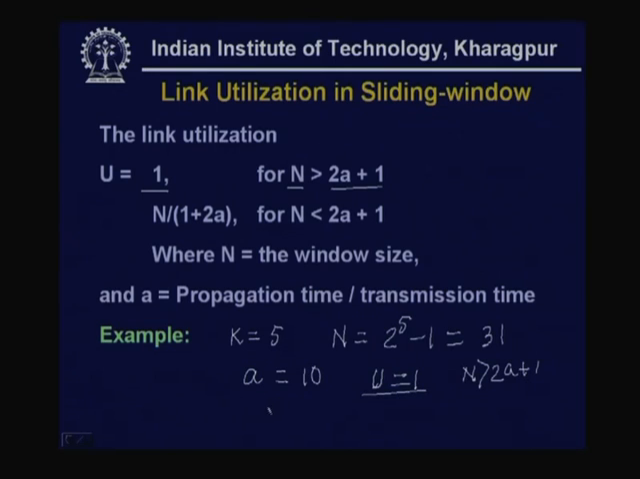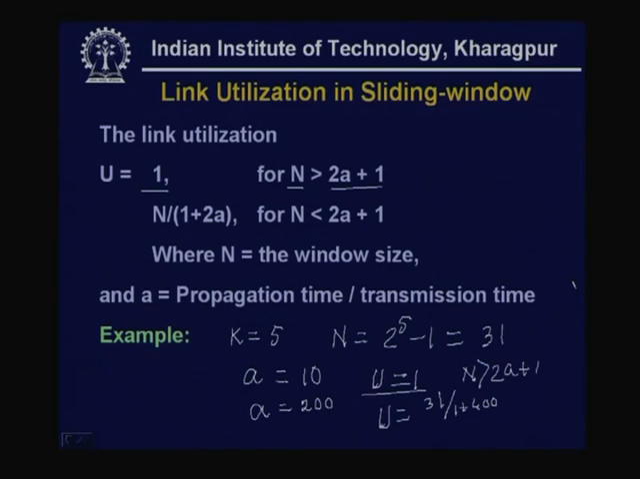On the other hand, let us assume the propagation time is very long, and as a consequence a is equal to, let us assume, 200. That can happen in satellite communication. So whenever that happens, the utilization becomes n by 2a plus 1, that is 31 by 401, roughly 0.08. So you see the utilization is much less in such a situation, whenever you are communicating over a longer distance, that means propagation time is long, or you are sending at a very high speed, then also the transmission time will be short.